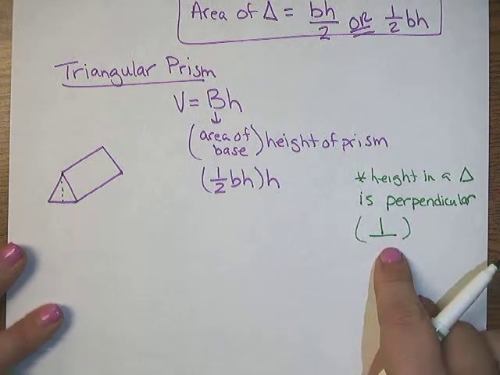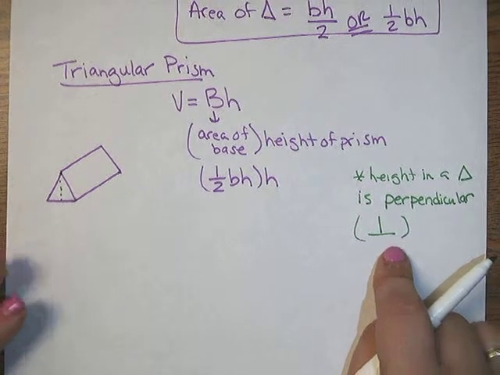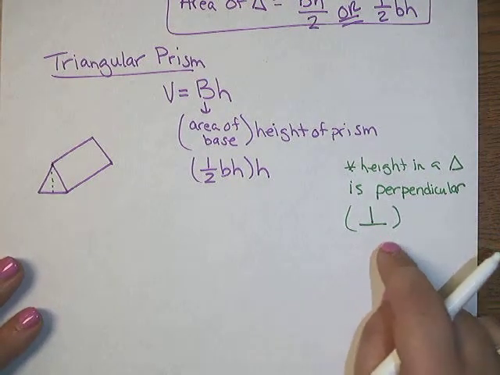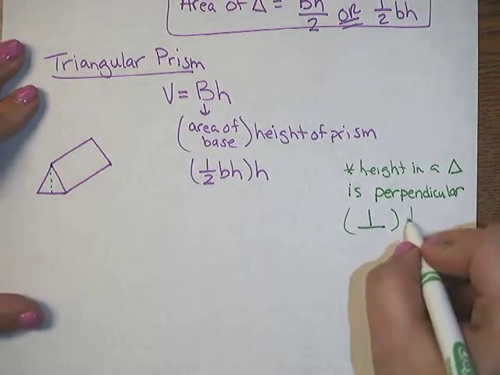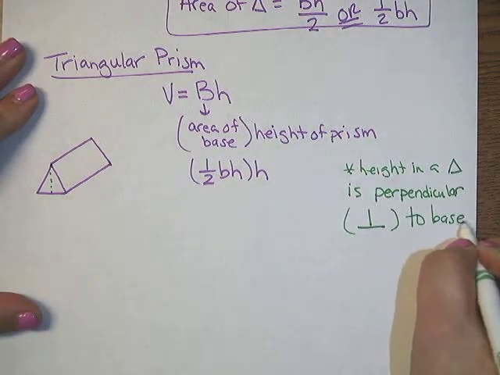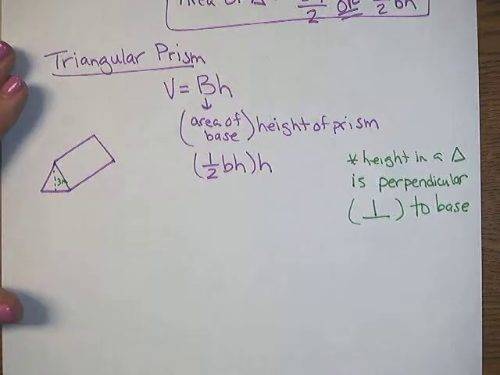Yes. A lot of the times, especially when you get into geometry, they're not going to write the word perpendicular. They're going to draw this little symbol. You need to know that that means perpendicular. It makes a what kind of angle? Right. A right angle. Okay? Looks like an upside down. So your height is perpendicular to your base.